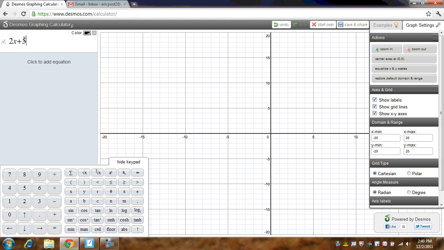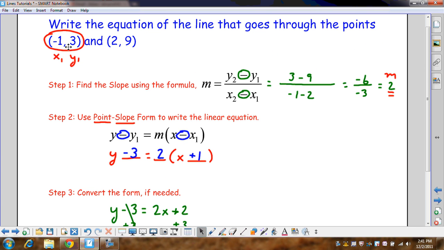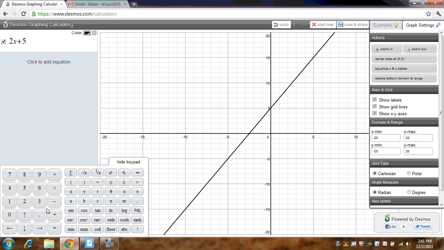Again, if I was asked for point-slope form, I could have stopped right away, but if I was asked for slope-intercept form, I would need to keep on going. Now here's what I'm going to do. I'm going to check to make sure that I'm right. I'm going to go to the graphing calculator, and I'm going to plot 2x plus 5.